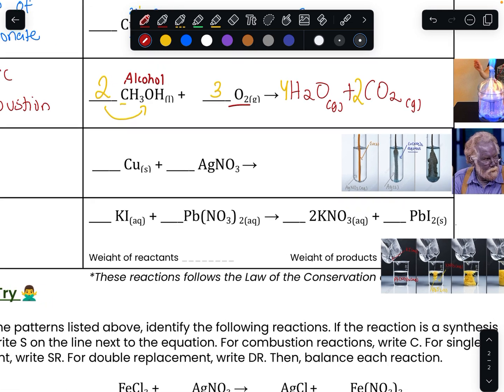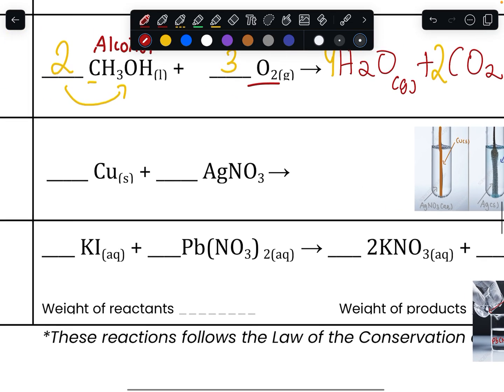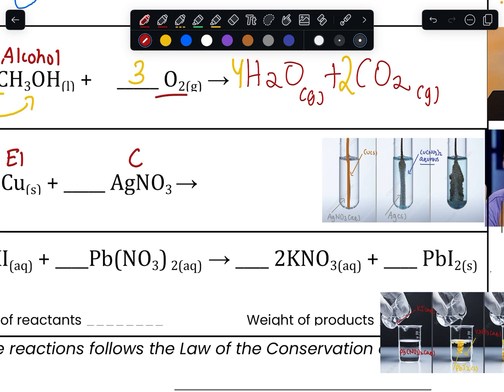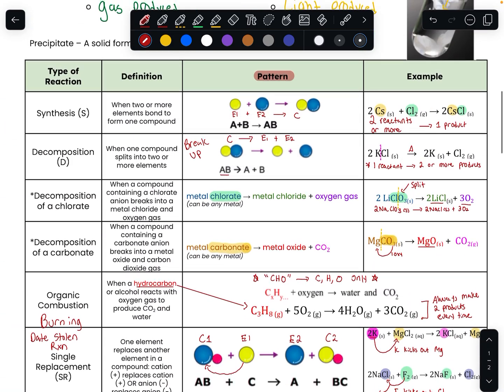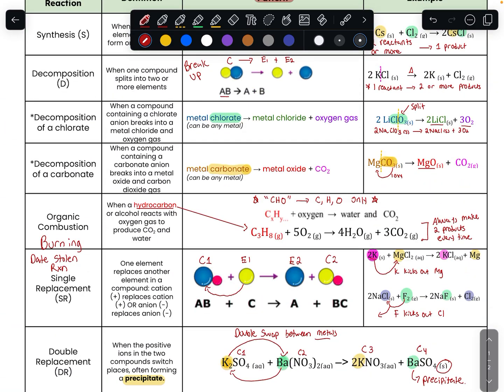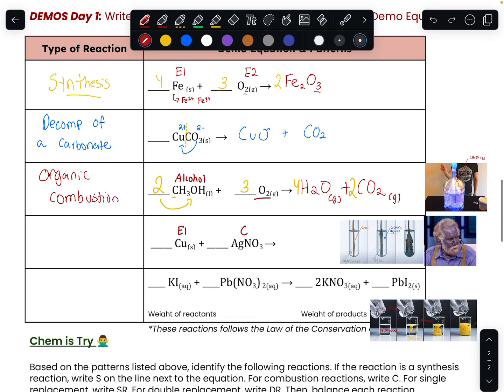All right, the next one. So let's take a look at these guys. For this one, what we have is an element and a compound. And what are they going to turn into? Well, let's find the pattern. What pattern up here involves an element being added to a compound? Well, we just did the organic combustion, but in order for it to be an organic combustion, it has to be CHO only. Here we have metals reacting with each other.